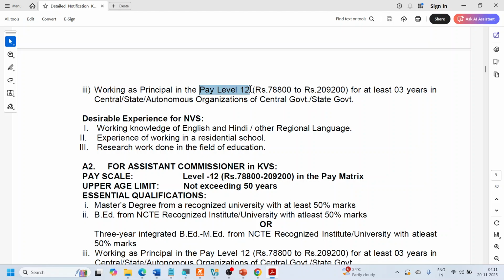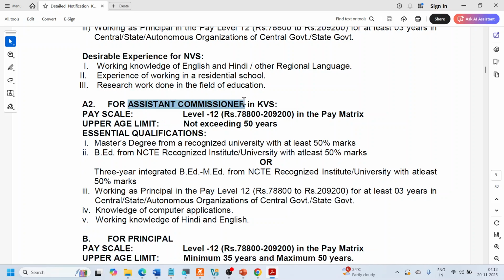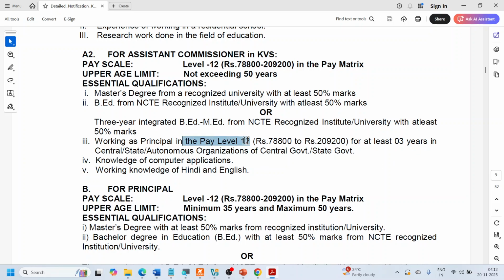Okay, so you must already be getting level 12 pay, and you must have 3 years of experience in central or autonomous bodies. This means that if you are already employed in the KVS or any central government or a state government for that matter, then you can think of applying for this. Okay, so directly a fresher cannot try this one. That is why from here onwards I won't talk about the requirement for assistant commissioner. Again, they have said that you have to have pay level 12. So you must be in this range for 3 years. You have to have that experience.